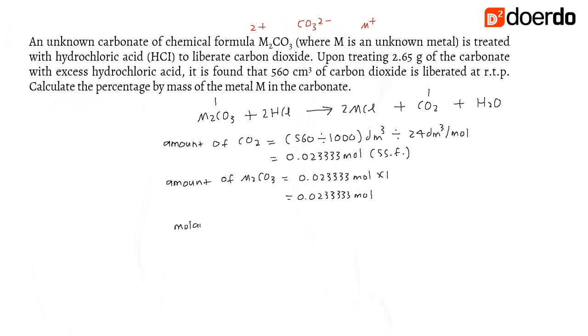Okay, so let's find the molar mass of M2CO3. So molar mass is equivalent to, if we follow the formula just now, 2.65 grams divided by 0.023333 moles, which will give you an answer of 113.57 grams per mole to 5SF.